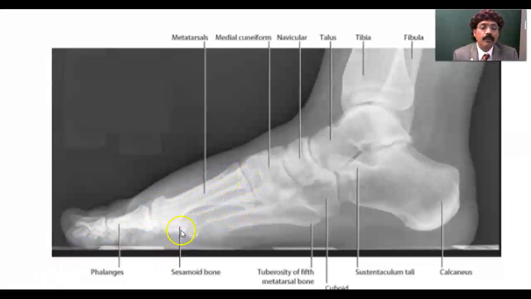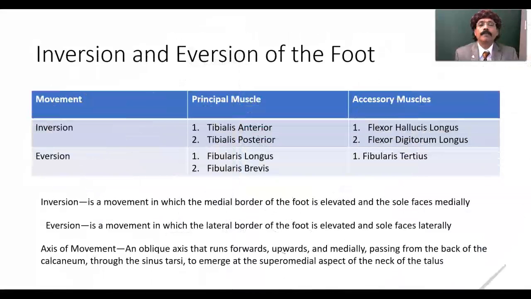This is the sesamoid bone. This bone forms in the tendon, the long tendons. We'll get to that. A sesamoid bone is a very common structure formed in the tendons of the foot on the plantar surface, the flexor tendons. Now, inversion and eversion of the foot.